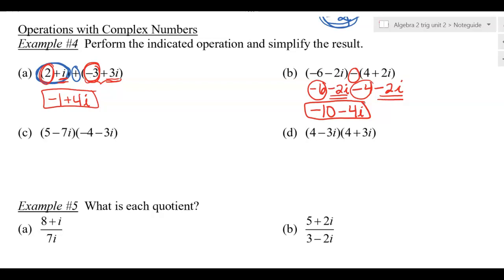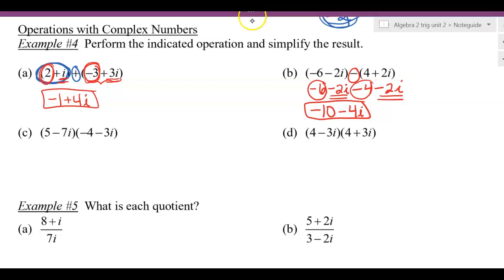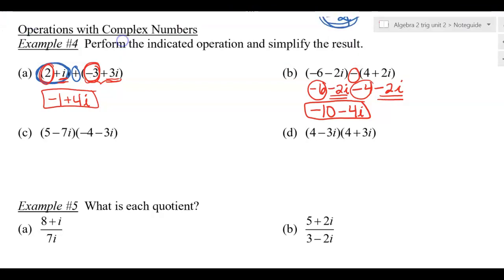And then the last two are multiplication problems, and they multiply the same way you would expect anything that looks like this to multiply, just like you guys multiply your binomials together. So you're foiling or using the distributive property. So this real 5 is going to multiply each term in the next complex number. So I'm going to get a negative 20 minus 15i. And then the negative 7i is going to multiply each term in the second binomial as well. So you would have plus 28i plus 21i squared.